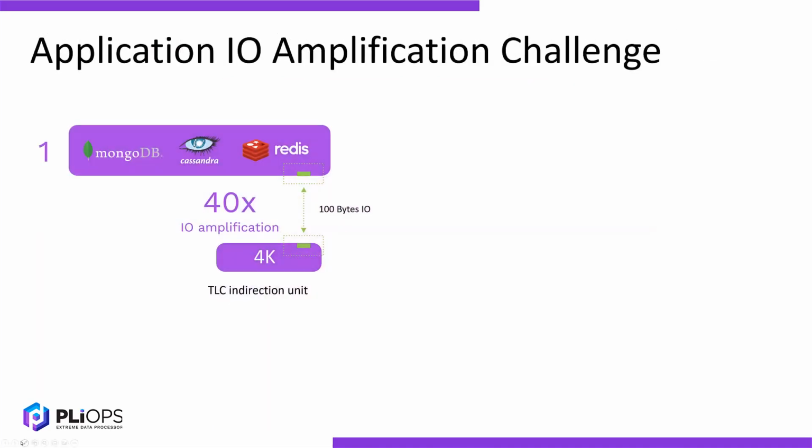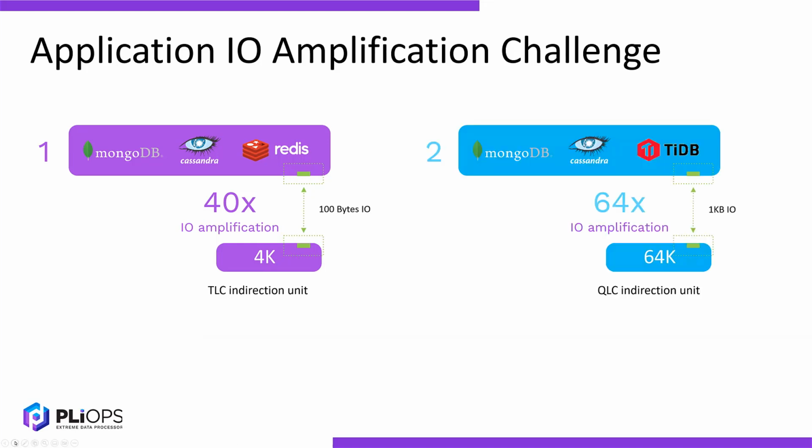To give you an example, in a Redis system, let's say Redis or Cassandra or Mongo, when you're moving a 4K unit back and forth on a TLC drive, if you're interested in analyzing 100-byte IO, you end up forcing a 40x amplification. And in QLC, it's even worse because with the 64K indirection, let's say a 1K IO ends up being a 64K IO, 64 times IO amplification. So big numbers here. What is the solution?